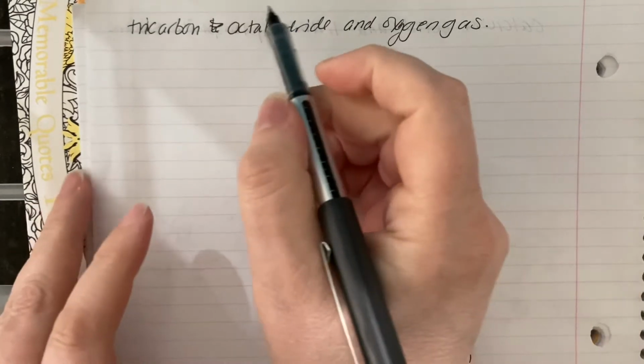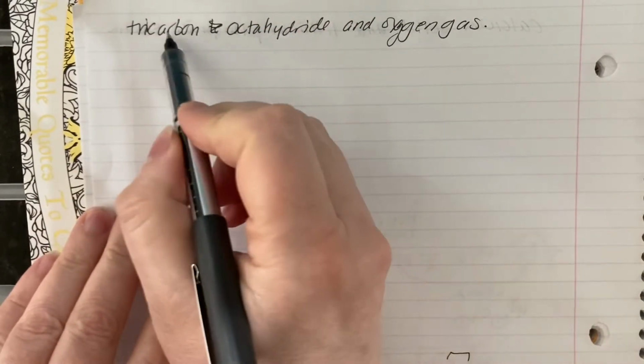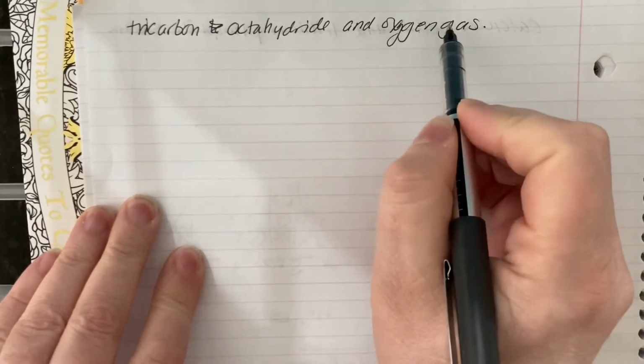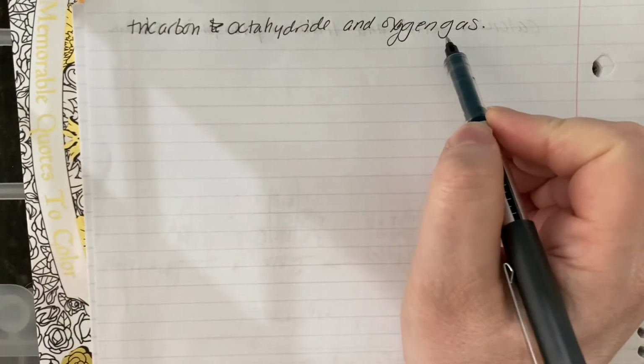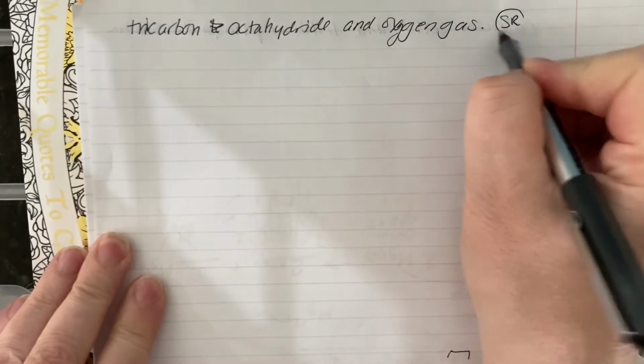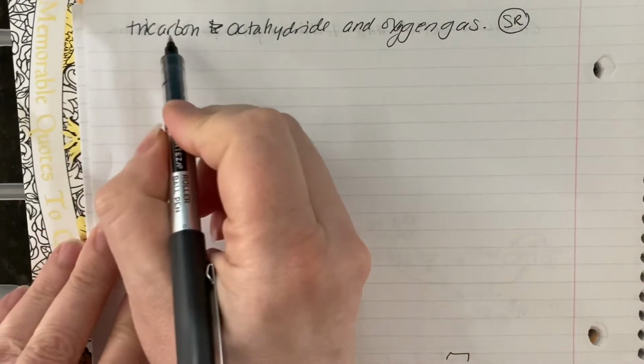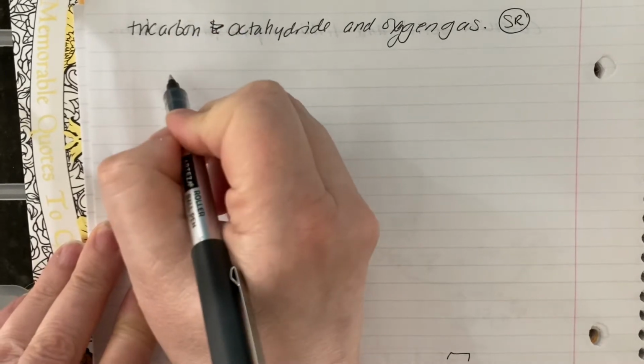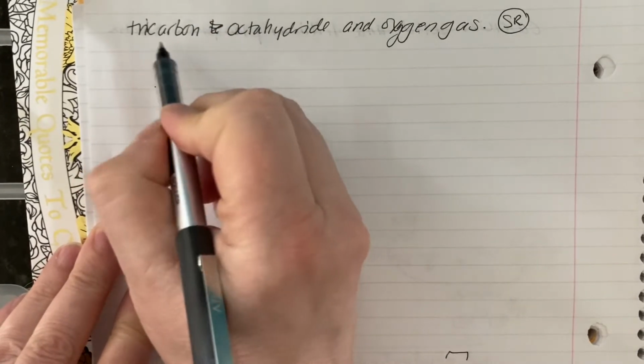So the problem says tricarbon octahydride and oxygen gas. To figure out what type of reaction it is, sometimes you can tell by looking at it. I think that's a couple, oxygen gas, that's a single, so this is a single replacement. If you struggle doing it that way with the words, that's okay. Just break it down and write the formula. You need to do that anyway to solve the problem.